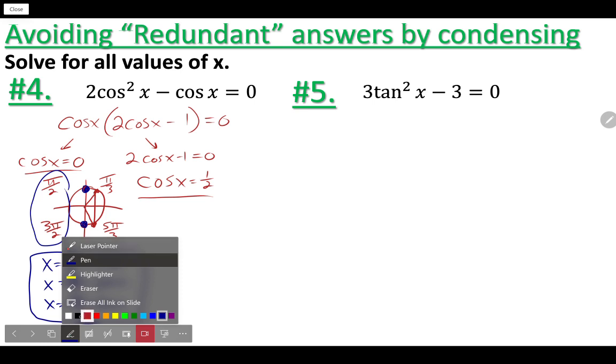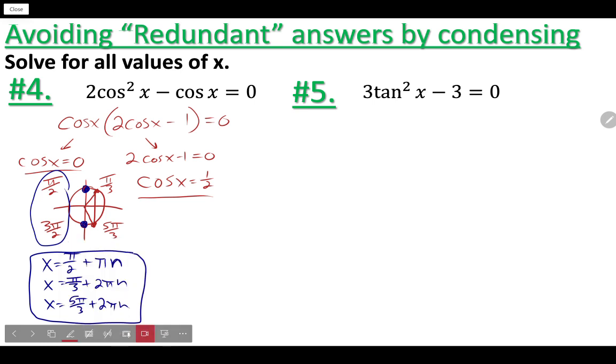All right, again, let's do tangent. We got a tangent equation, so I know I got to be aware of the period of it. I will add 3 over and divide by 3 to get tangent squared of x equals 1. And then I take the square root of both sides, and be careful. If you take the square root of something, you have to include the positive and negative possible solutions there. So tangent of x equals plus or minus 1.